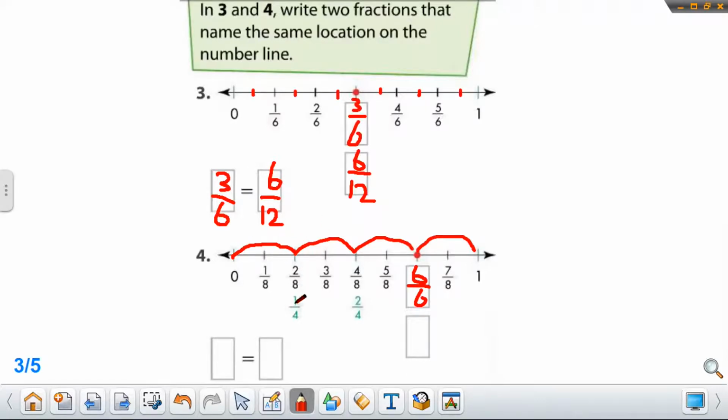So the first one, 1/4. The second one, 2/4. The third one, 3/4. This is 8, guys. Be careful. So here, 6/8 is equivalent to what? 3/4. Okay. Do you understand it? Next.